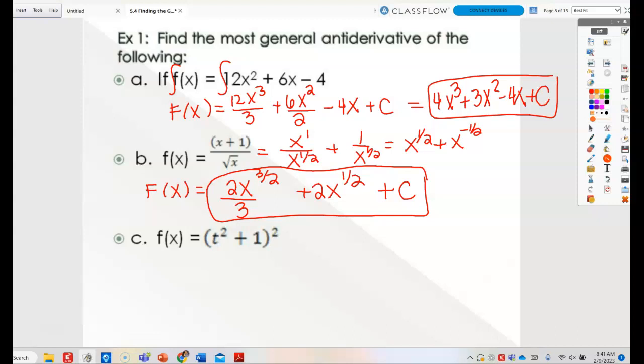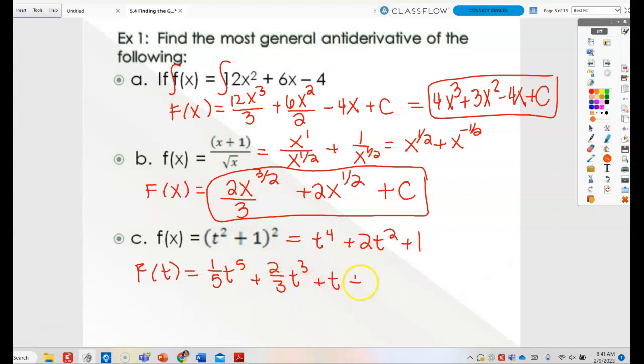We still don't have a rule for if something is to a power, so we don't have a reverse chain rule yet, which means I need to FOIL this. So you get t to the 4th plus 2t squared plus 1. So my antiderivative becomes 1/5 t to the 5th plus 2/3 t cubed plus t plus c.